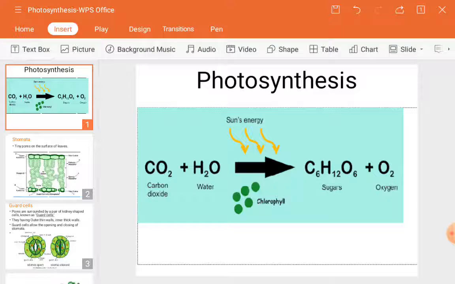In the first slide you can see the photosynthesis process name, and below it I have shown you the reaction: using carbon dioxide and water molecules in the presence of sunlight and chlorophyll, they synthesize a sugar, which is nothing but carbohydrate, glucose. Don't get confused about it. And at last it releases oxygen.